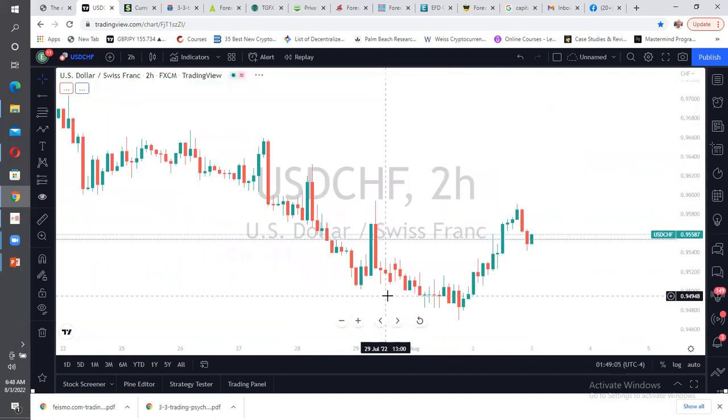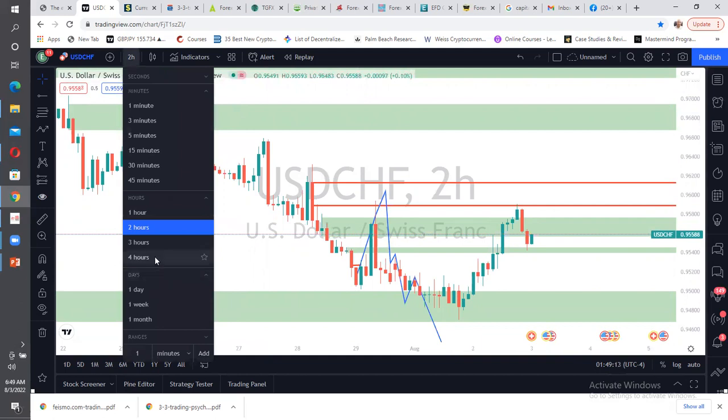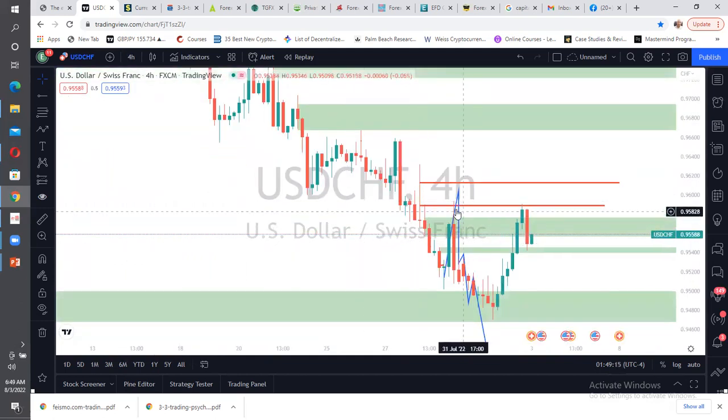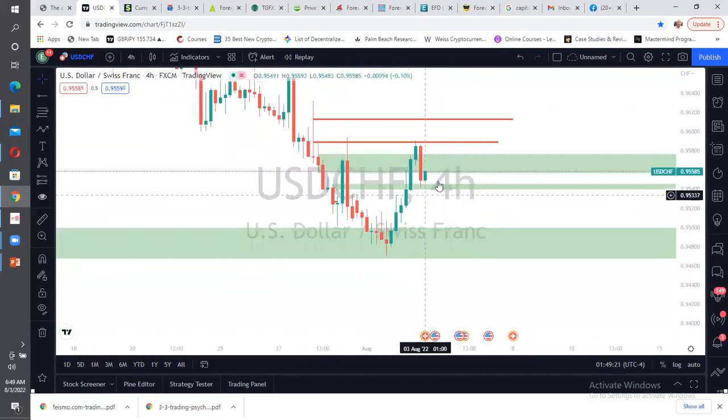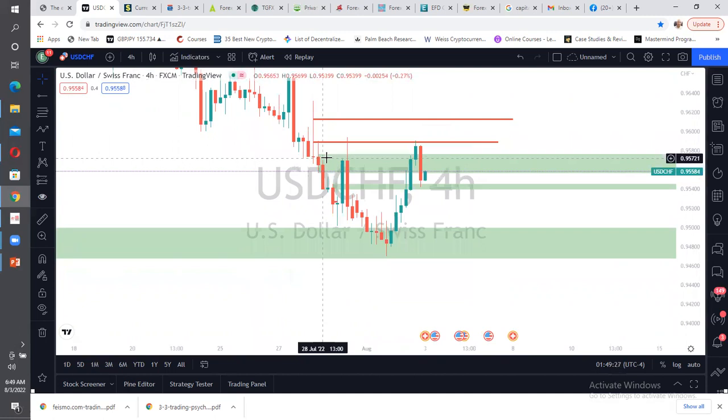Then let's go to the next one, which is USDCHF. USDCHF has not been bad, but taking out this. So we have seen this happen. We're taking this out for clarity purposes.